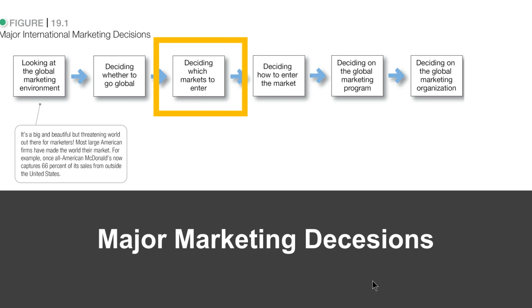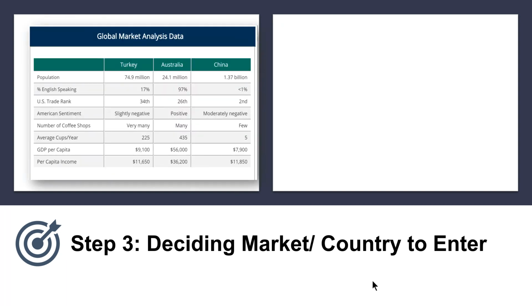So now we are on, all right, the coffee shop owner decides, yep, I'm going to go international. So which market am I going to enter? So of course, we're going back to the simulation. And in the simulation in chapter 19, it then gives you data. And again, data is super critical to have. The analysis they gave us are 3 different countries that you wanted to consider. There's population, percentage of English speaking, do they like American, do they have a sentiment towards it, how many coffee shops are there, average cups per year that they have.